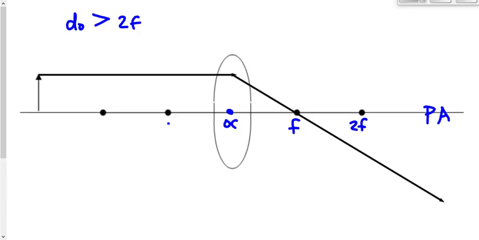Now the second one that I pick is going to go from the top of the object, from this bald, shiny head, down through the optical center, and it's going to keep going straight through.